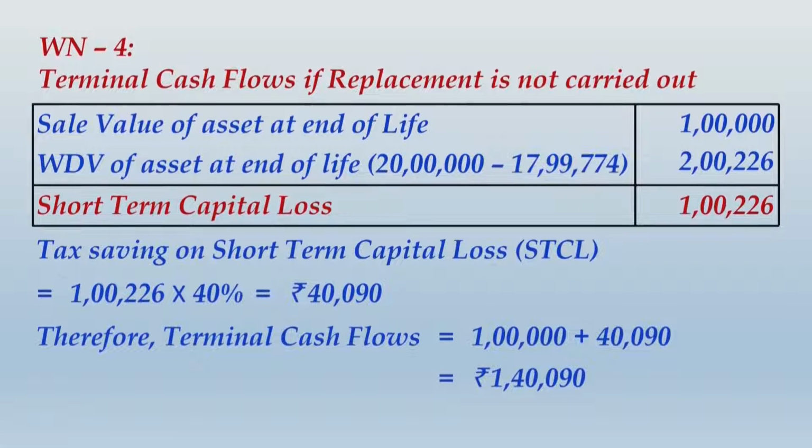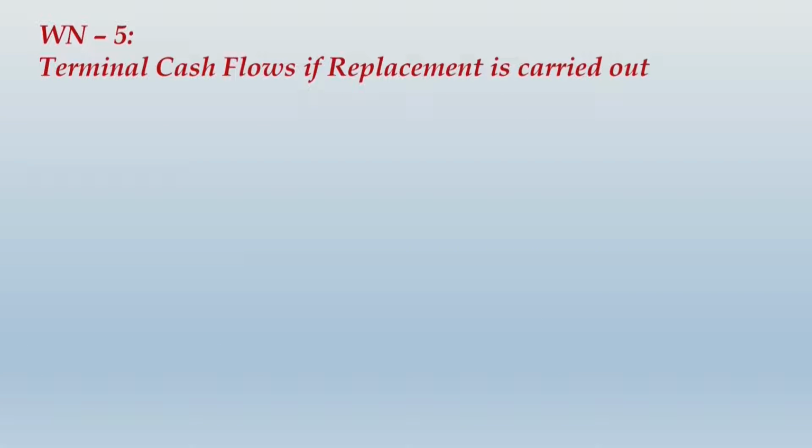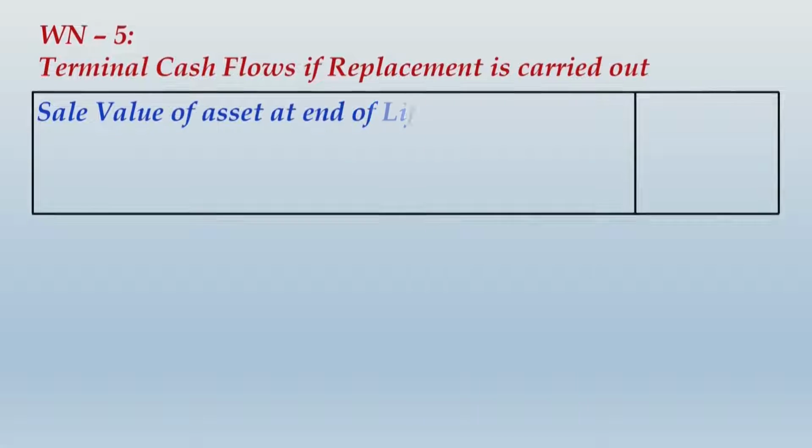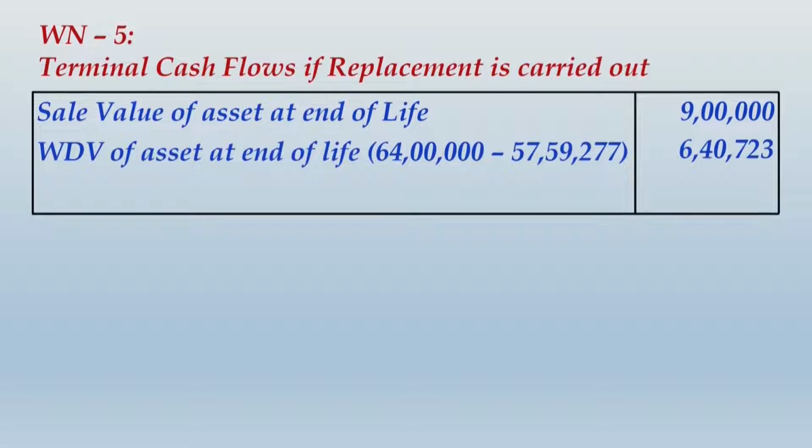Alright friends, once you have completed writing this working, we move ahead and carry out a similar working, but for the other possibility of the decision, that is if replacement is carried out. So we take sale value of asset at end of life. If you are using the new machine, after 8 years it can be sold for 9 lakhs, or you can say scrapped for 9 lakhs. But on that date, the WDV of that machine would be 6,40,723. And how did we get that WDV?